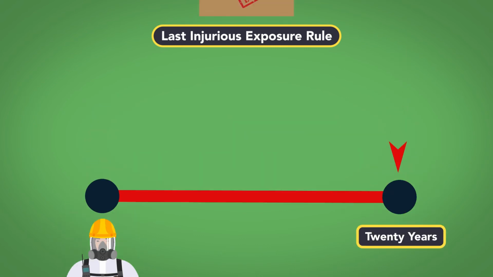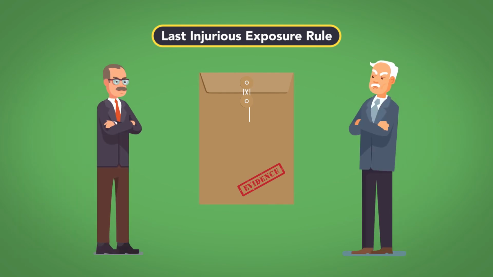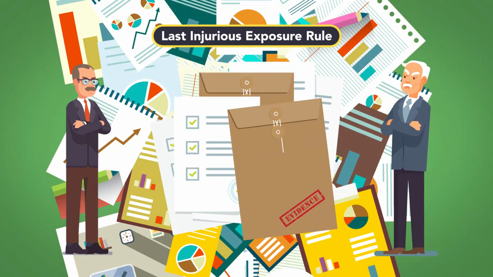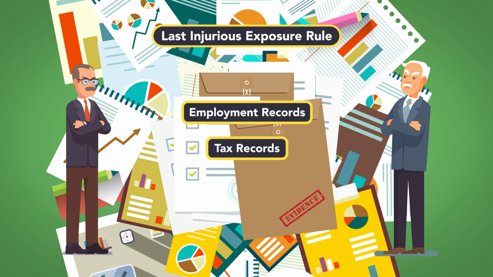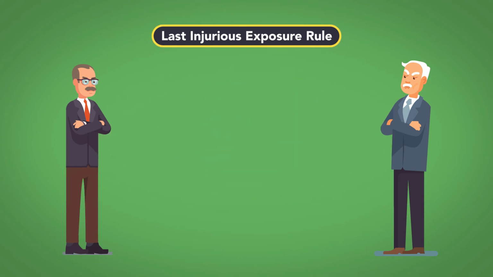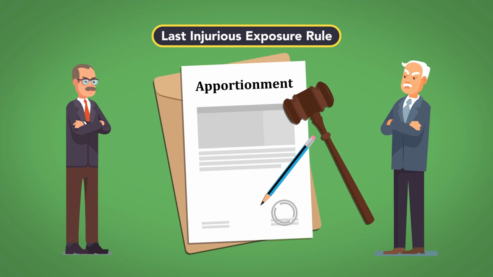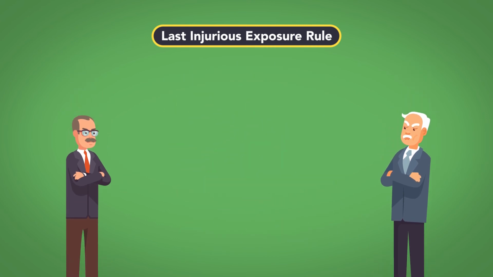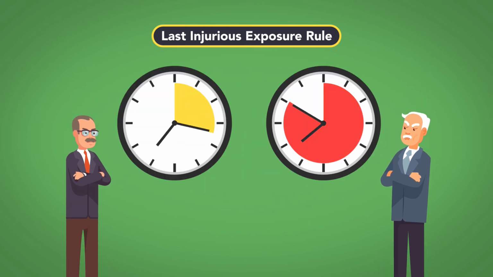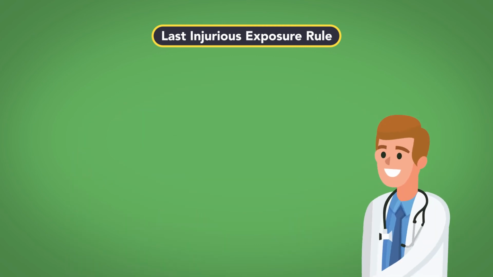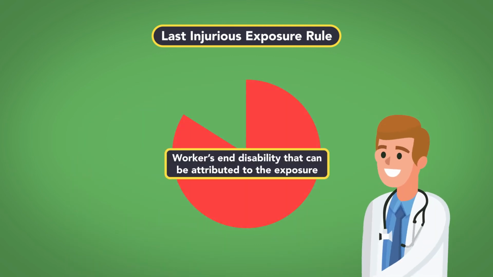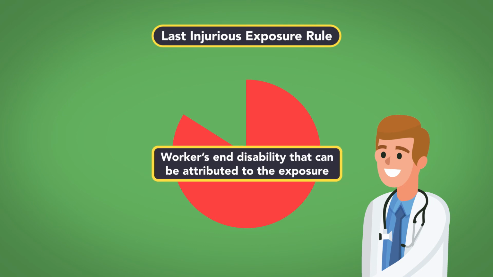As you can imagine, evidence related to apportionment as between multiple employers would be extensive, including employment records, tax records, and medical records, assuming such evidence can still be located after 20 or more years. Also, when apportionment is determined as between multiple employers in an occupational disease case, liability may be assigned based upon how long the employee worked for each employer, rather than upon a physician's opinion regarding what percentage of the worker's end disability can be attributed to the exposure that occurred with each employer.